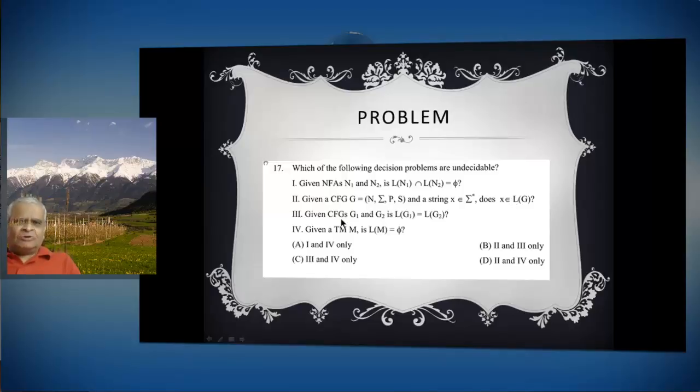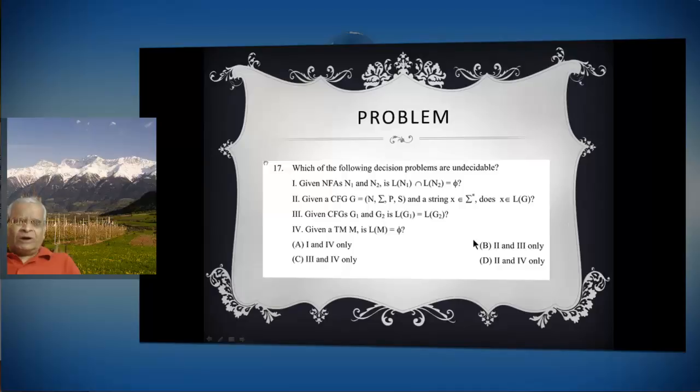Statement 3 says: given context-free grammars G1 and G2, can we decide if the language generated by G1 equals the language generated by G2? Now, context-free grammars generate the context-free languages, so it's the equivalence problem of context-free languages. Statement 4: given a Turing machine M, is the language accepted by M equal to empty? That means the Turing machine accepts nothing at all. We have a choice now, A, B, C, D, depending upon a combination of 1, 2, 3, and 4.